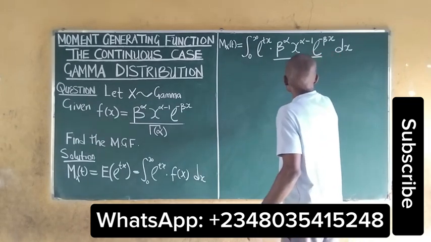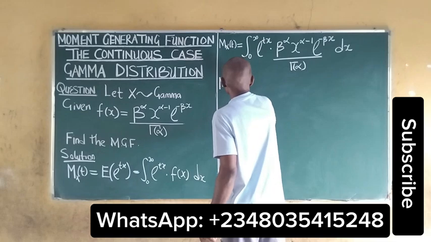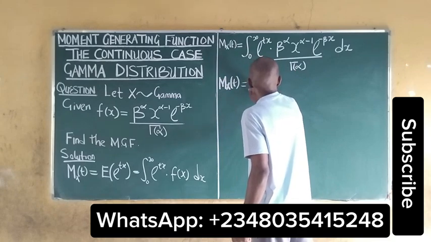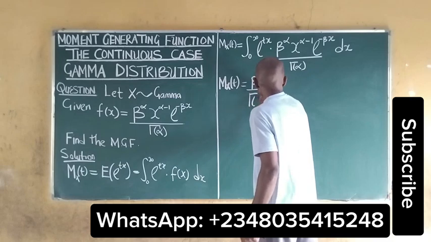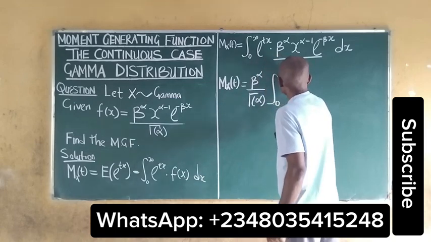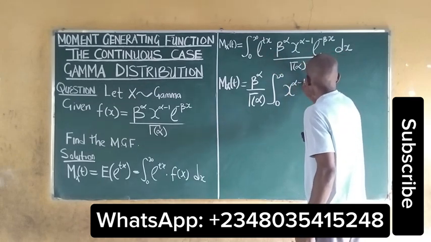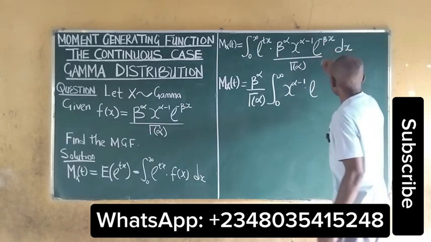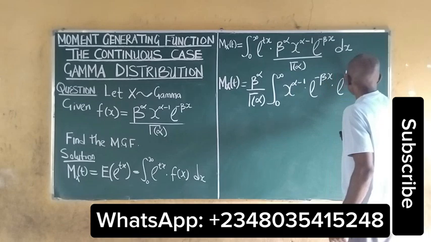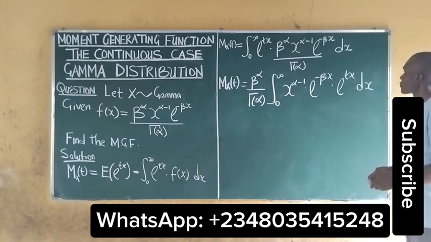So what do we do? We now bring out these constants. The moment generating function of this will give us beta to the alpha over the gamma function of alpha, times the integral from 0 to infinity of x to the alpha minus 1 multiplied by exponential negative beta x multiplied by exponential tx dx. So this is what we'll get. Nothing has changed. What do we do next?